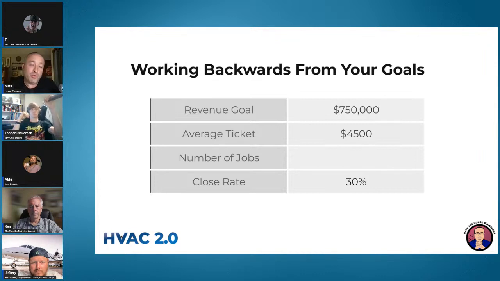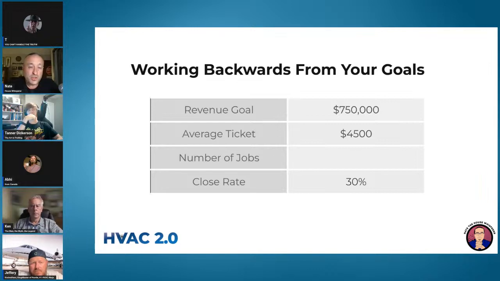So working backwards from goals, this is a really light goal, to be frank. But there's a bunch of small companies out there that do $750,000 in sales. So let's say you want to get to 750,000 this year, and you know that your average ticket is 4,500. I threw this together a few years ago, so this is going to be too low, although this is kind of in the ballpark of Nexstar, from what we've heard. So this isn't totally nuts. It might be 5,500 now.